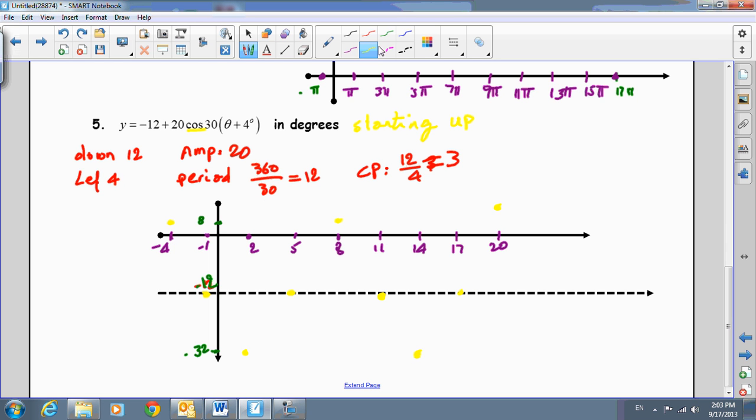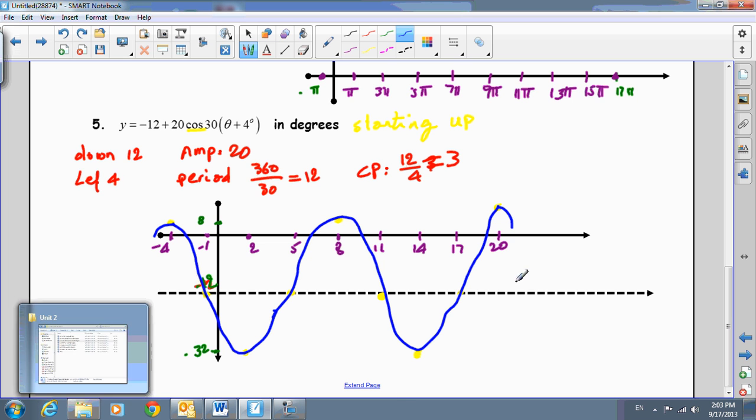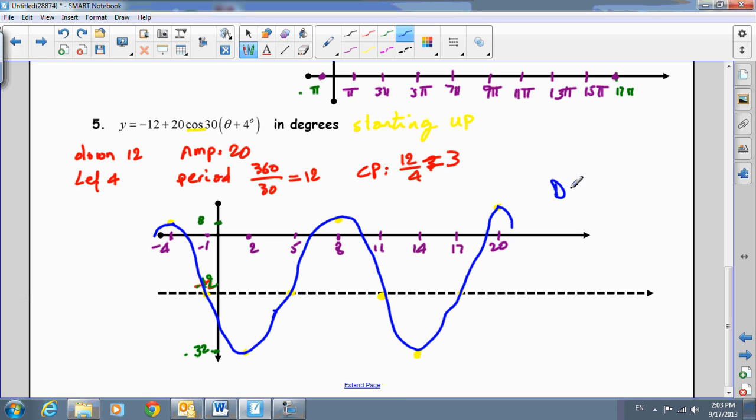So let's go ahead and graph it. If I connect my dots, this is what I should see. I should see a cosine function looking similar to mine. And of course, you always want to graph a little extra on both sides. I have a complete cycle here. The domain is from negative infinity to infinity as always, and the range is from negative 32 to 8.